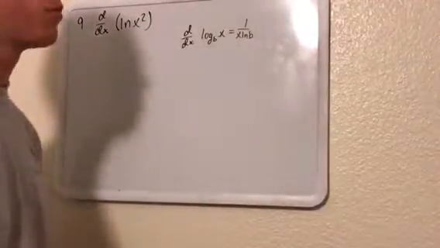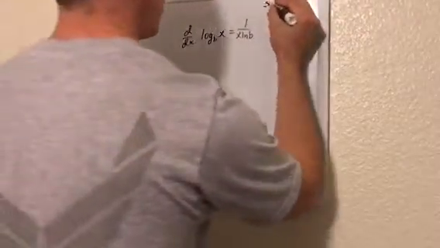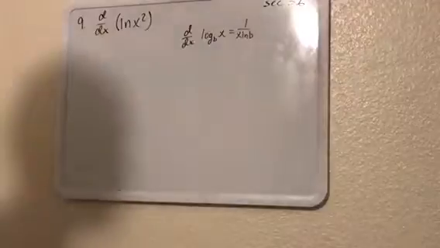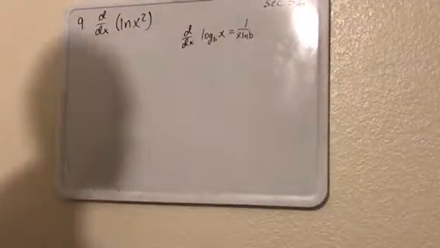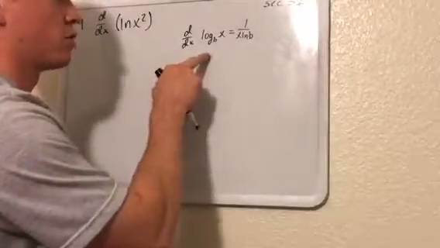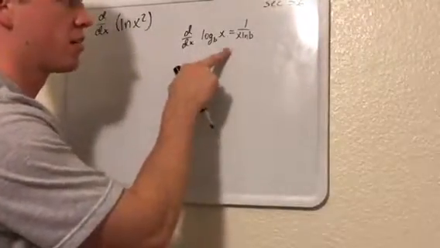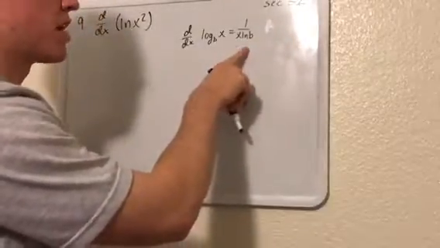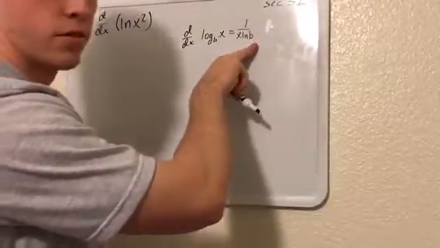Alright, this will be section 3.6, number 9. In order to get started on this problem, you're going to have to understand what the derivative of a logarithm will look like. So if you have the derivative of a logarithm with base b of x, you're going to get 1 over x times the natural log of the base.